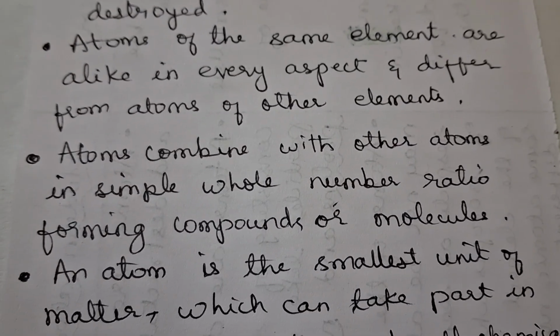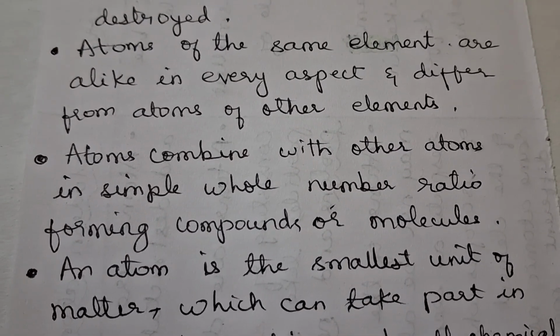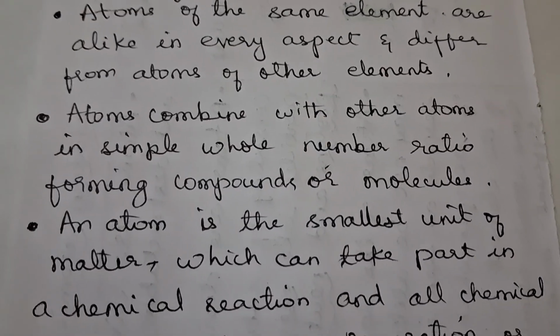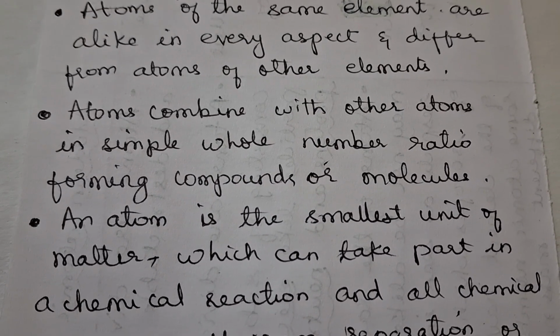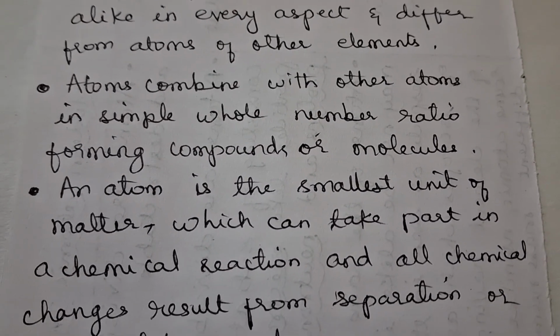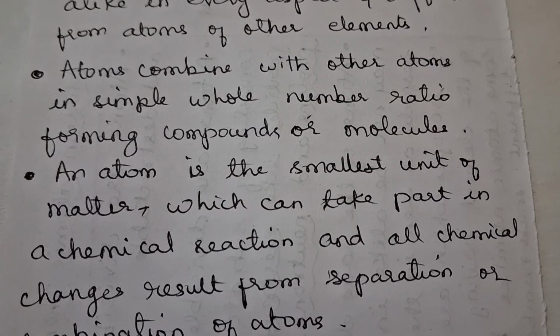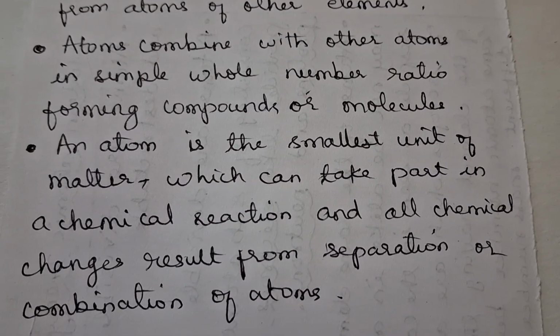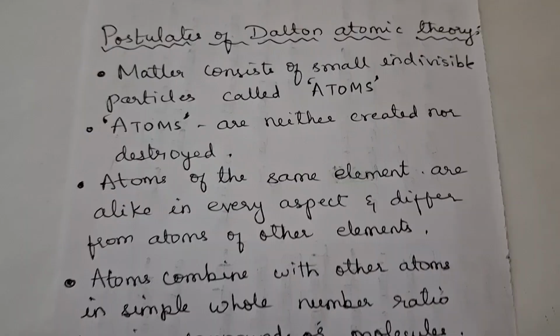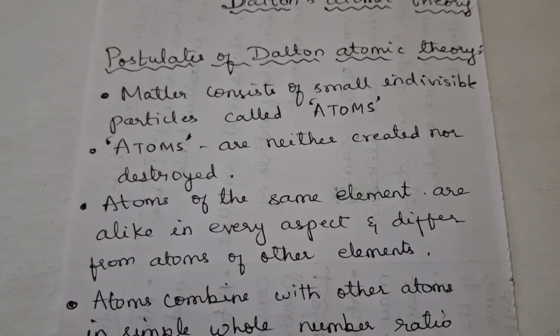Atoms combine with other atoms in simple whole number ratio, forming compounds or molecules. An atom is the smallest unit of matter which can take part in a chemical reaction, and all chemical changes result from separation or combination of atoms. So this is about the postulates of Dalton atomic theory.